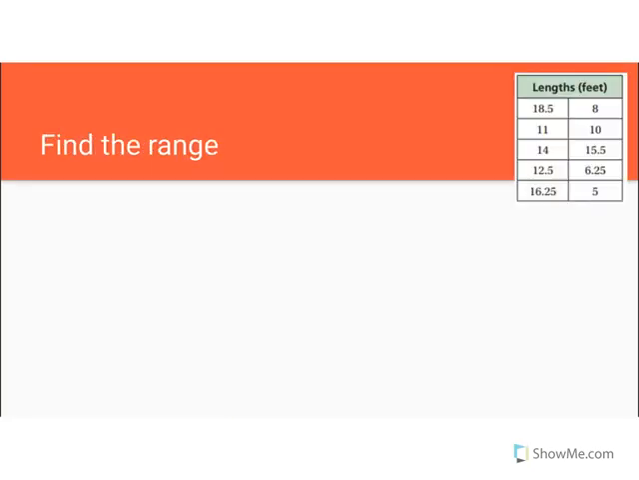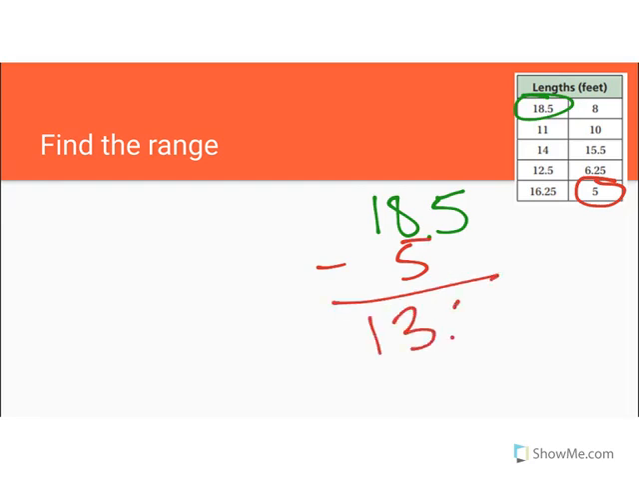All right, so this one here is asking us to find the range. We could list all of ours in order, but what we need to know is our biggest number if we're going to find our range. My biggest number is 18.5. My smallest number in my list looks like it's 5. So if I subtract those, I end up with 13.5, and in this case, that would be the range of my data set.